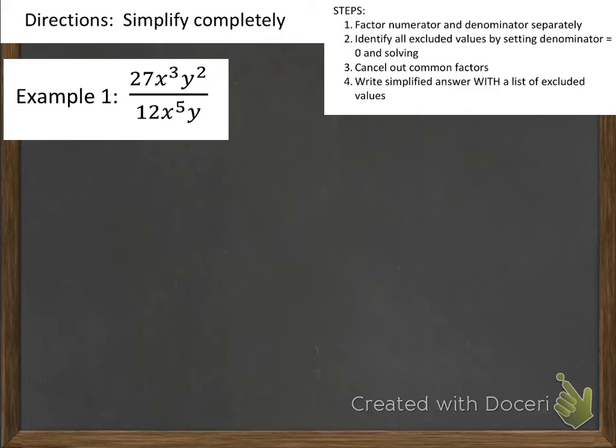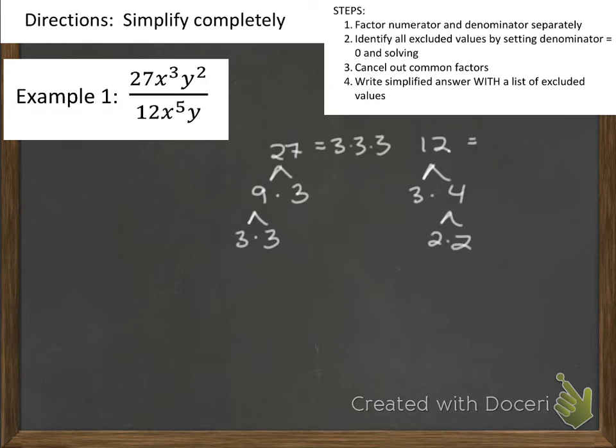So let's begin. Notice that we have two monomials, so we're not going to be doing any polynomial factoring. You can approach this one of a few ways. One thing to think about is the numbers 27 and 12. One way to do this is to think about a prime factorization. So 27 is 9 times 3, and 9 is 3 times 3. So the prime factorization of 27 is 3 times 3 times 3. 12 is 3 times 4, and then 4 is 2 times 2, so 12 is 3 times 2 times 2.